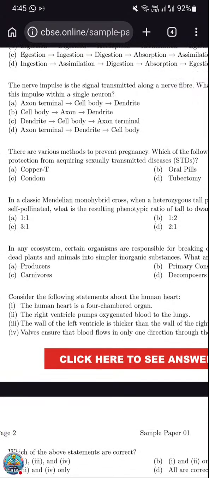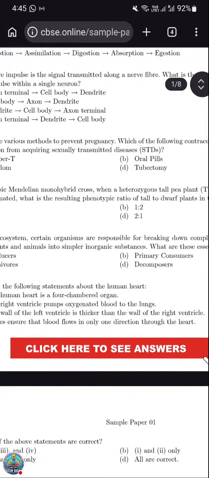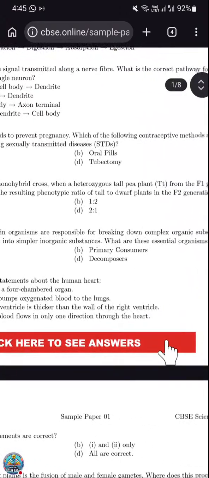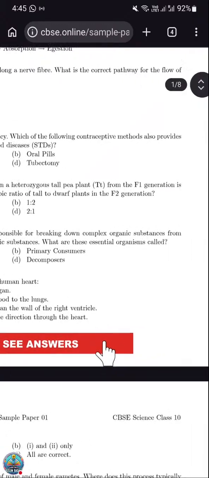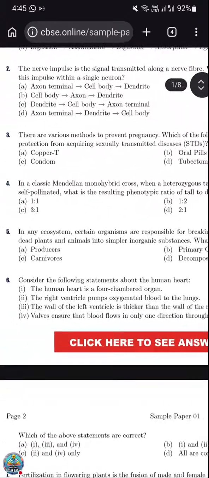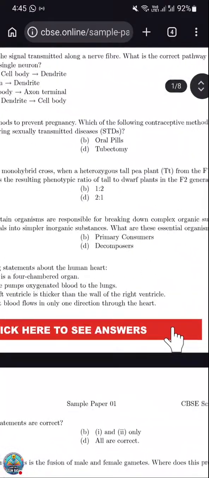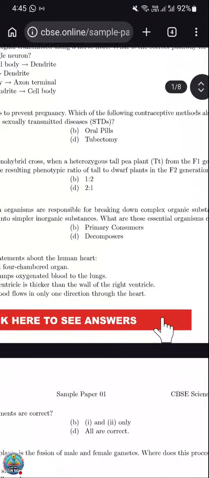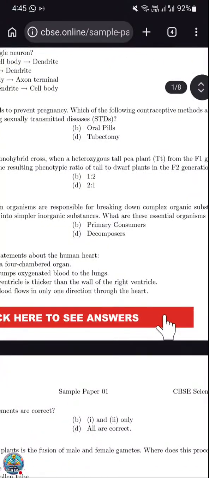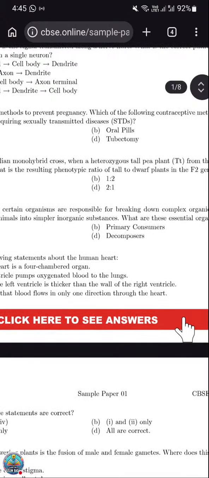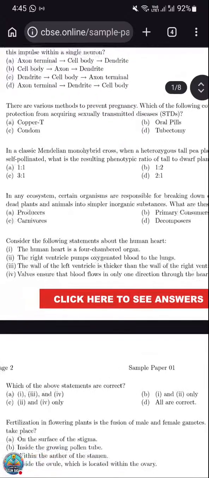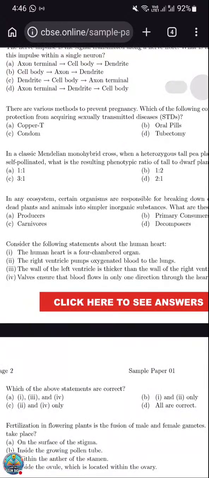In a classical Mendelian monohybrid cross, when a heterozygous tall plant, capital T and small t, from the F1 generation is self-pollinated, what is the resulting phenotypic ratio of tall to dwarf plants in the F2 generation? Most probably you know what phenotypic and genotypic ratios are. They're asking about the phenotypic ratio, which we can see. Option A 1:1, option B 1:2, C is 3:1.